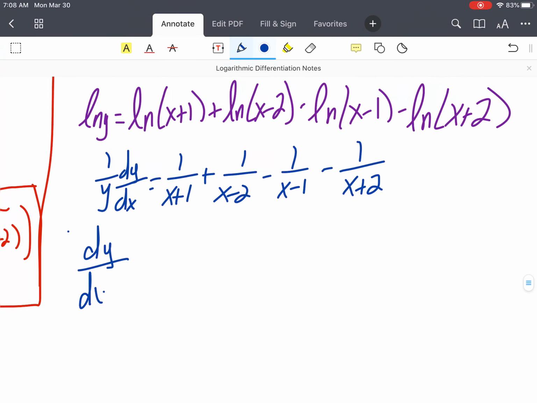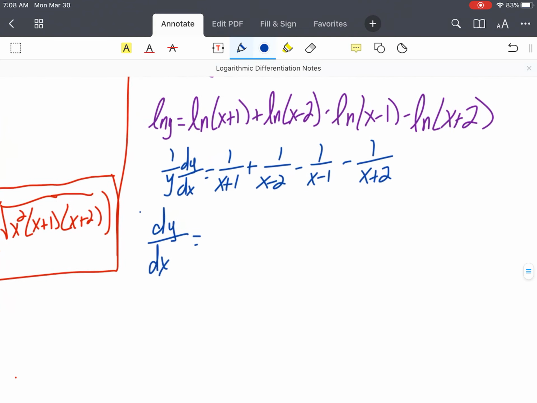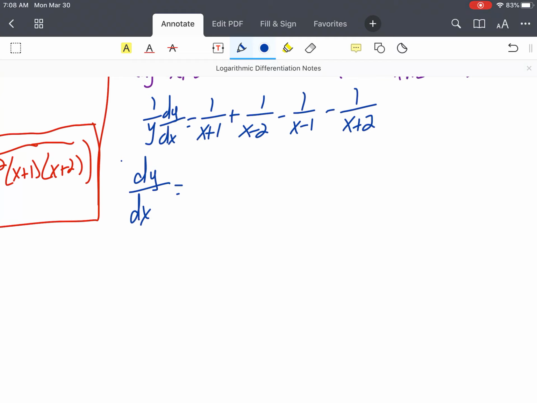Solve for dy/dx. So we are going to say dy/dx equals, oh my goodness, I wish this pen would allow me to not detect my hand like a real Apple pencil, but of course they gave me this off-brand one that does not, so that's fun.